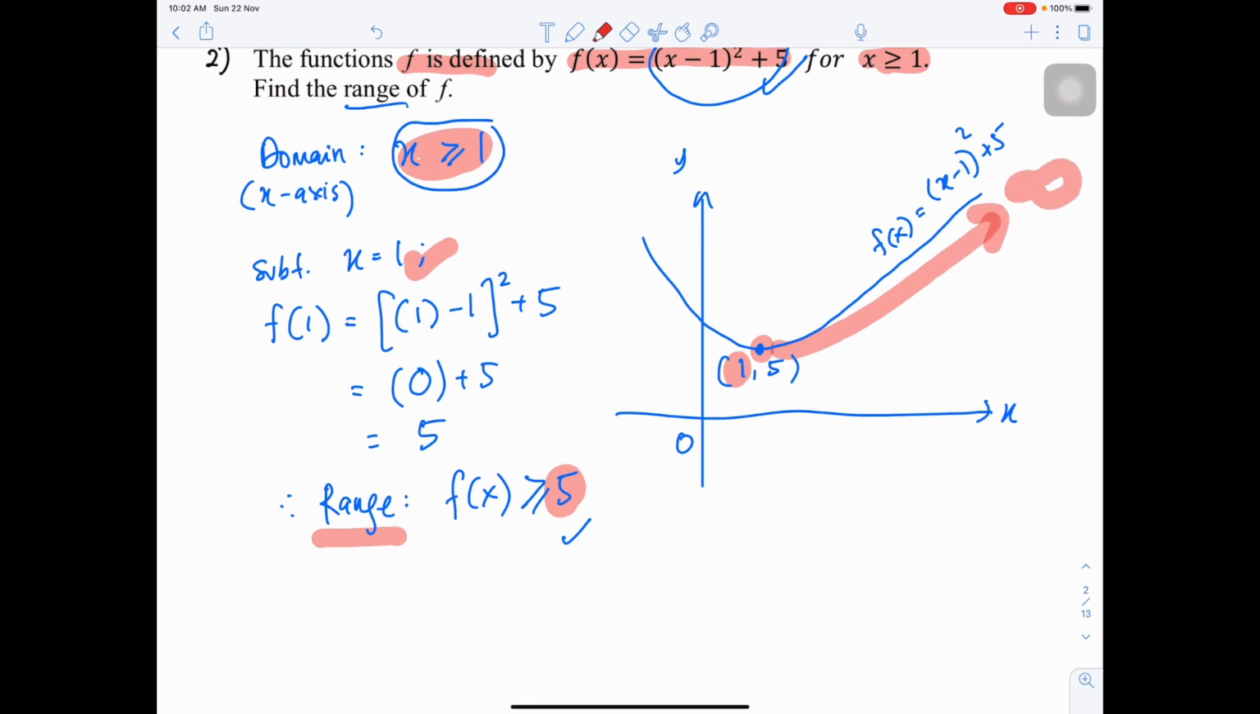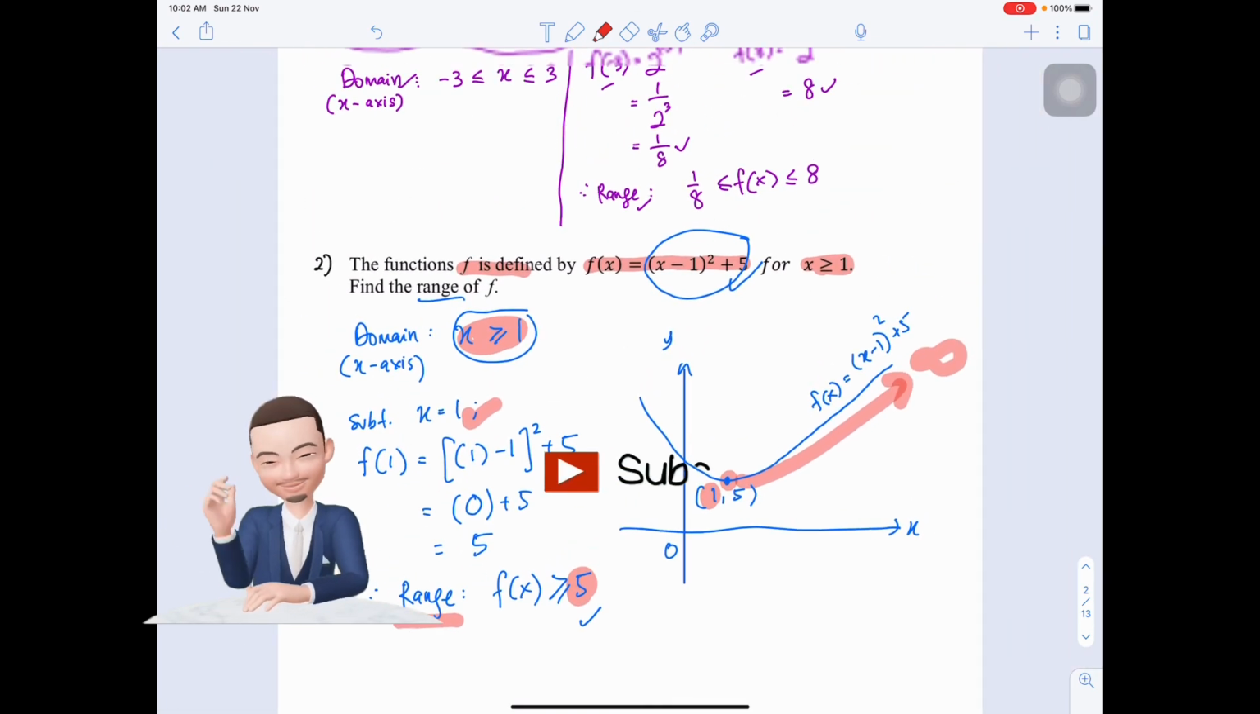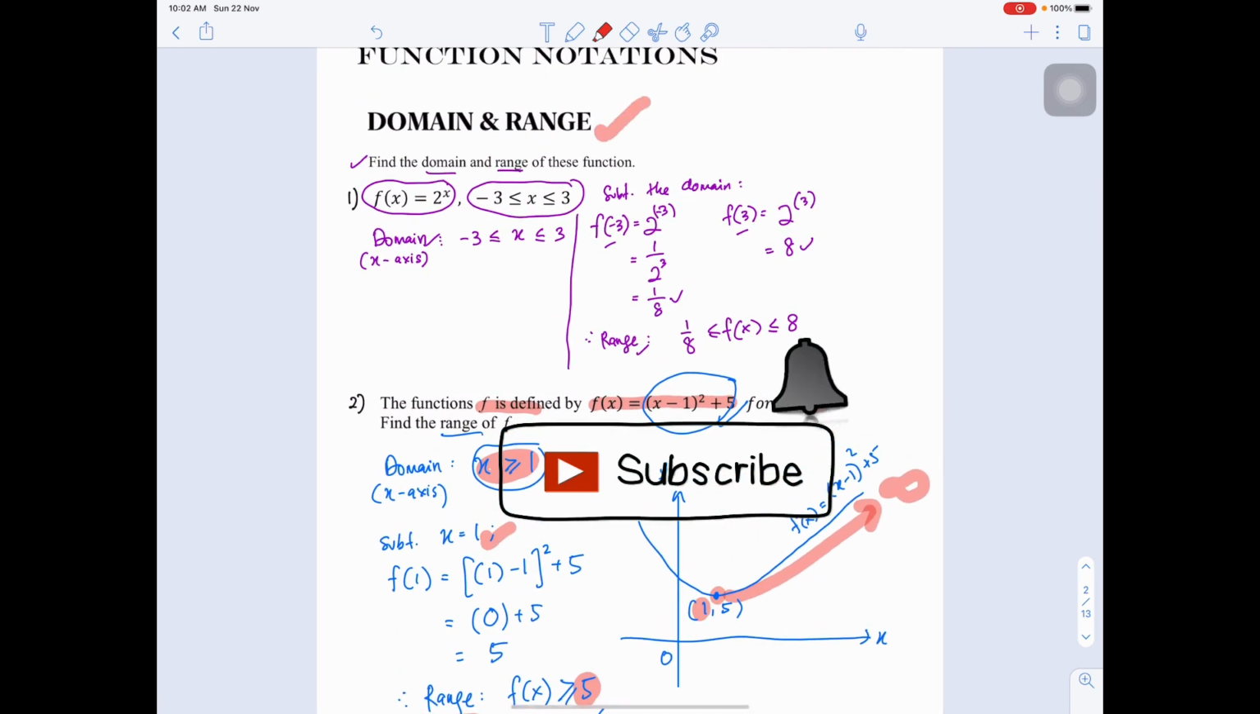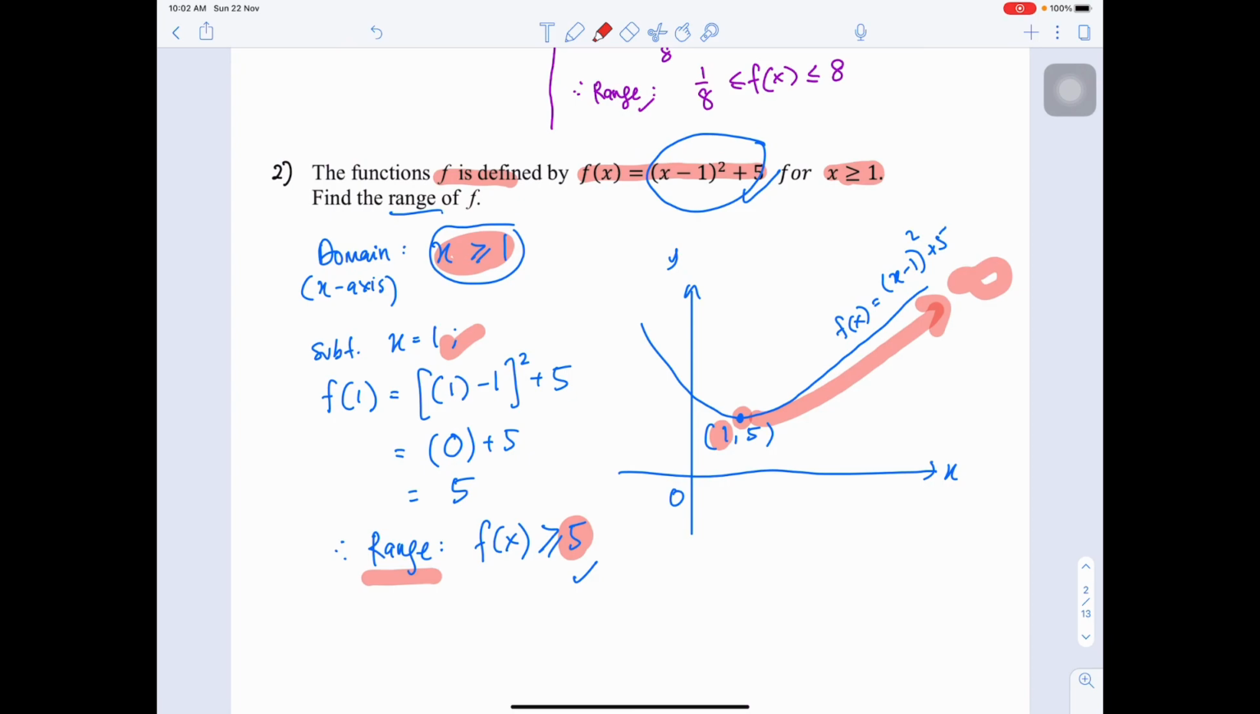So I think that's all for now for mapping or relation and also domain and range. I hope you can understand. Until now, thank you.